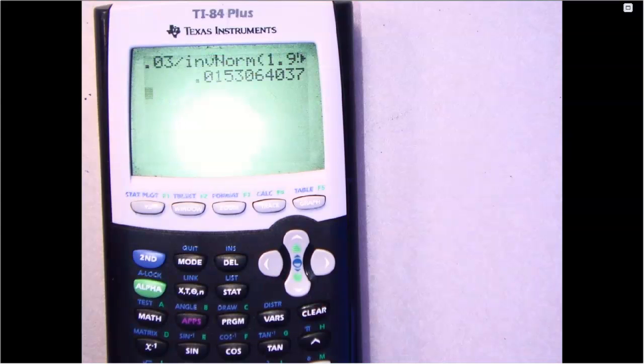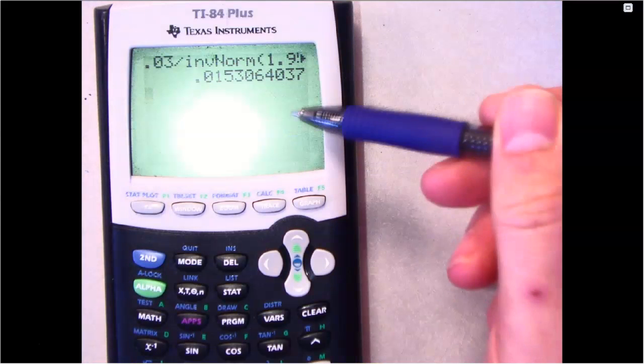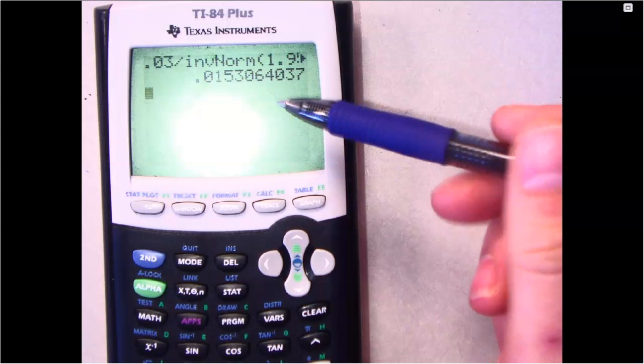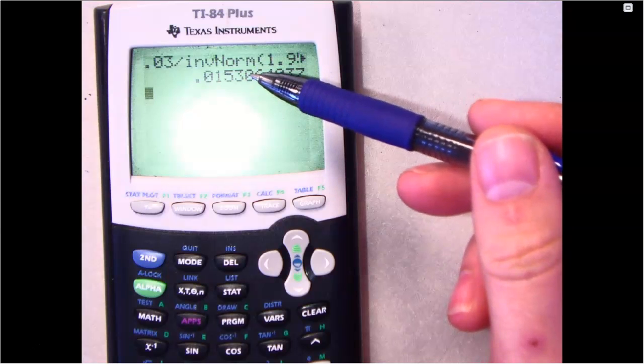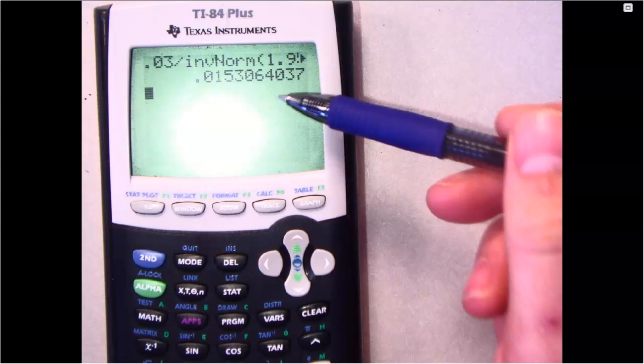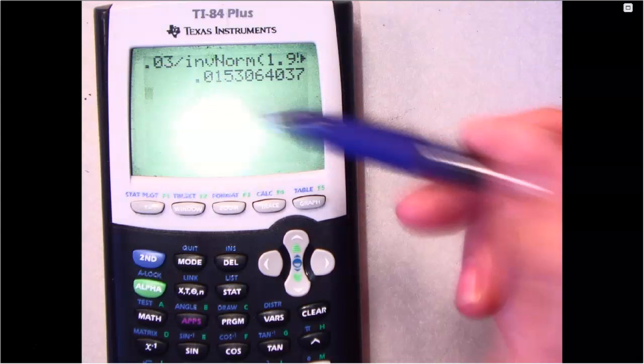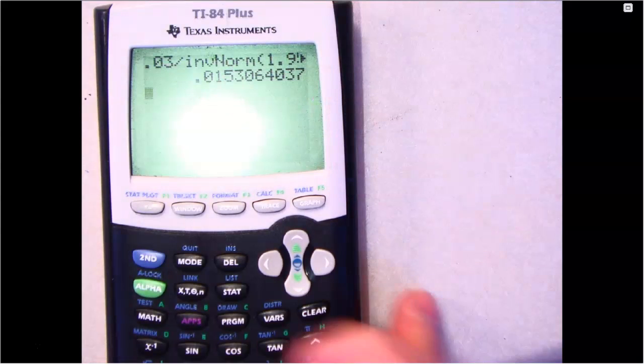So I'm going to write down 0.0153, but I'm not going to remove that from my calculator. This is a little more accurate than dividing by 1.96, because you round it to get to 1.96, right? This is not rounding, so you just do 0.03 divided by that. Just leave it there.